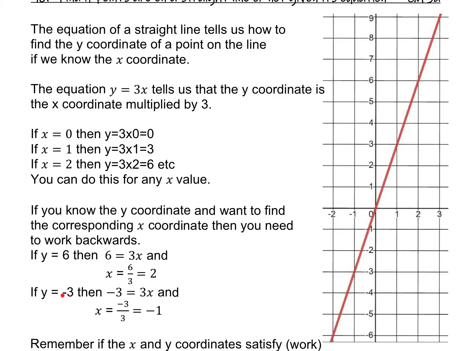If y is minus 3, then minus 3 equals 3x instead of y equals 3x. And then to get x, you need to divide through by 3, the number of x's. So minus 3 divided by 3 gives you minus 1. And when we go down on the y-axis to minus 3, we can see that the x value is minus 1.